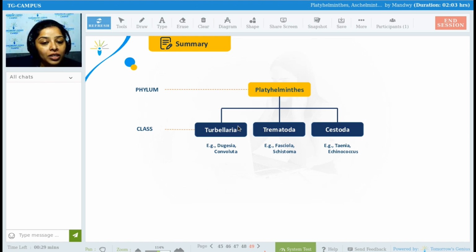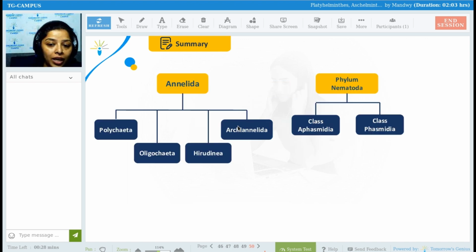So, today we have discussed the characteristics of Platyhelminthes and the classification based on mode of life. The classes are Turbellaria, Trematoda, Cestoda. The example of Turbellaria is Planaria. The example of Trematoda is Fasciola or liver fluke. Cestoda, examples are Echinococcus, Taenia. These are the examples of classes.